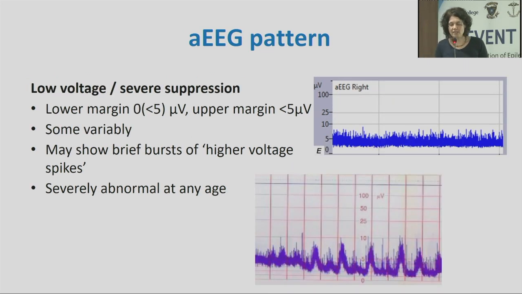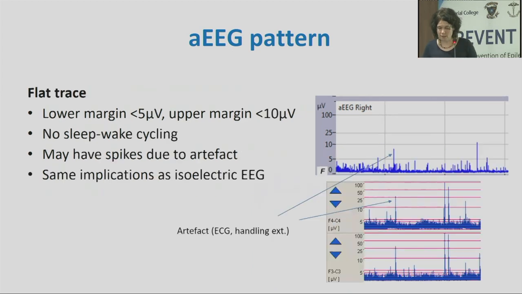And then you have severely suppressed EEG activity, where the lower margin is officially below 5, but really it's around 0. And the upper margin is also below 5. Again, severely abnormal at any age. There may be some smaller spikes going up, but that's artifact. And here in this baby, you can see it's low voltage, severe suppression, and then seizures going up. But I'll talk about seizures in a minute.